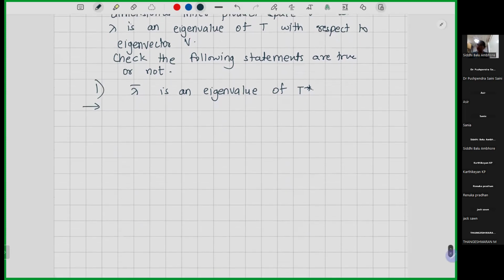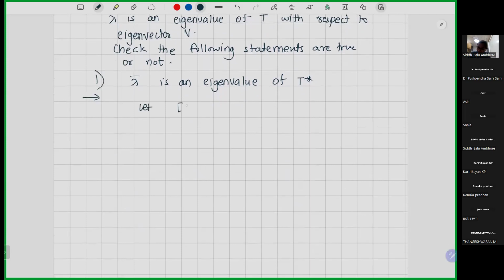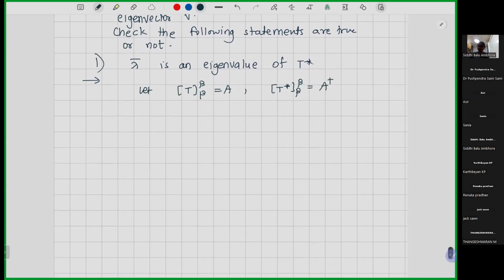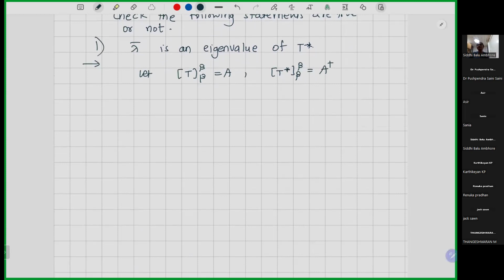Okay, so let us start. We can work directly with linear transformation matrices. Then the matrix of T star with respect to beta will be the conjugate transpose. Since we are talking about eigenvalues, what are eigenvalues? They are roots of the characteristic polynomial, right? So lambda is a root of, or an eigenvalue, lambda is a root of the polynomial.